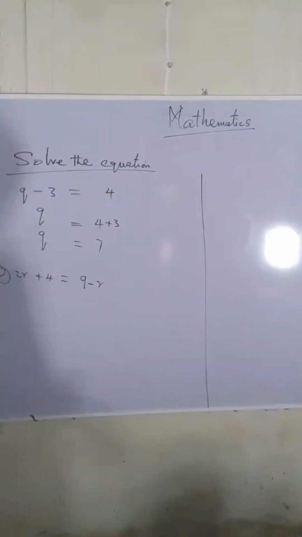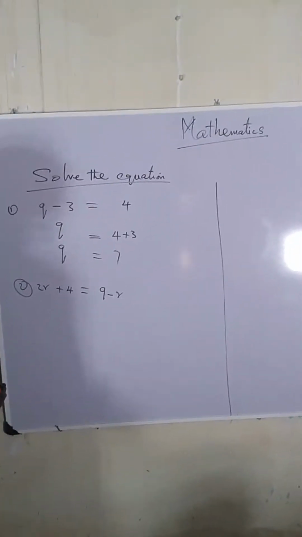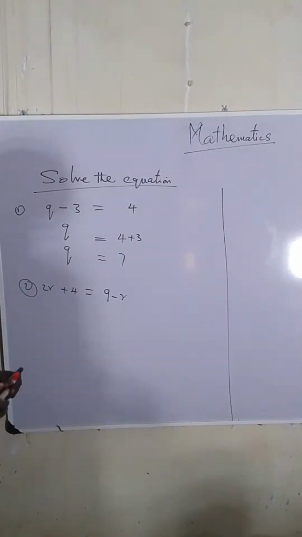Two R plus 4 is equal to 9 minus R. I expect you to start from collecting like terms.